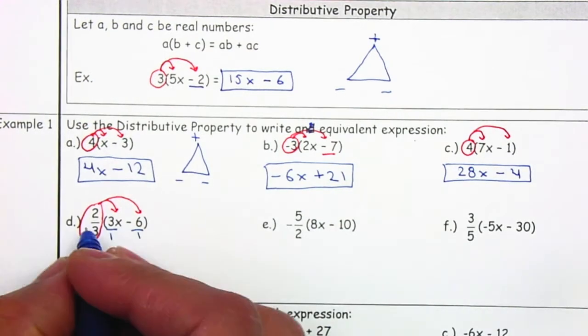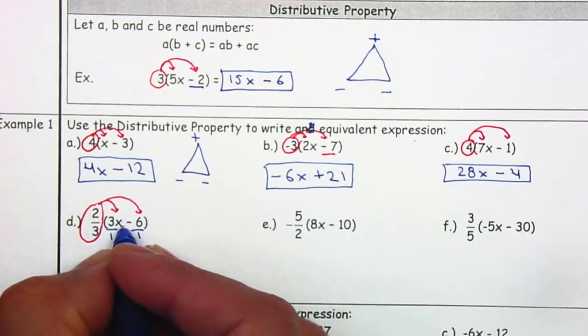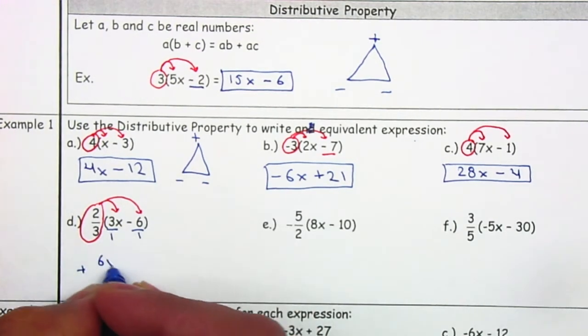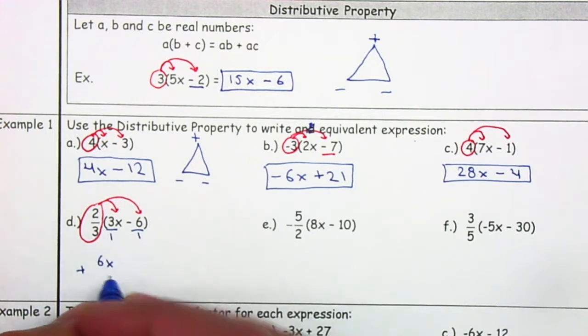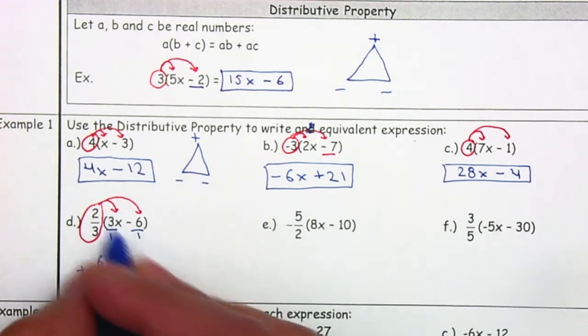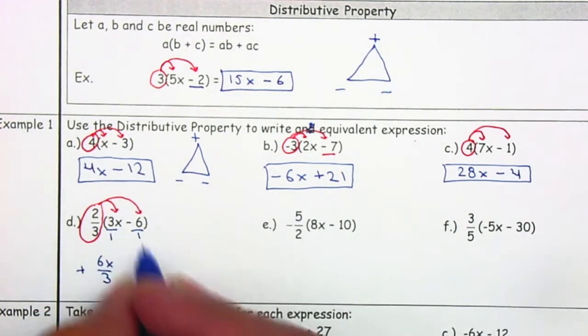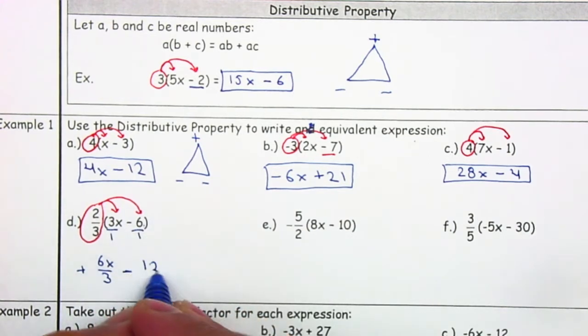So now we're going to multiply. Positive times positive is going to be positive. 2 times 3x will give us a 6x. We multiply the denominators, bottom numbers. 3 times 1 will give us 3. Now, positive times a negative will be a negative. 2 times 6, multiply the top numbers, the numerators, so it'll be 12. 3 times 1 will be 3.